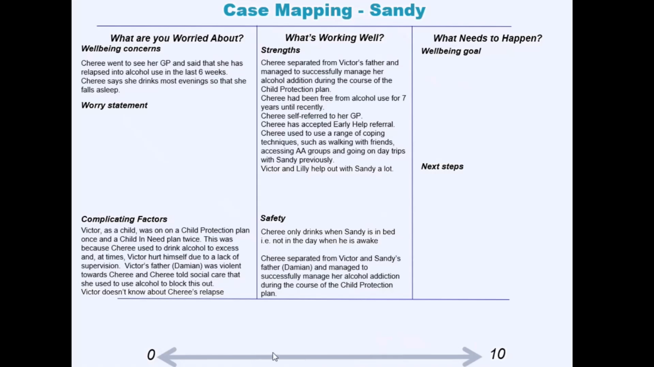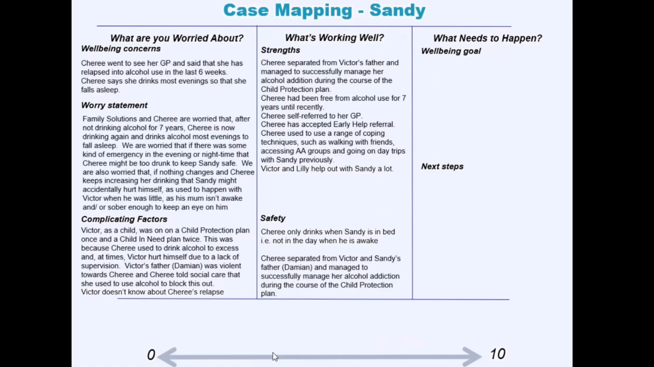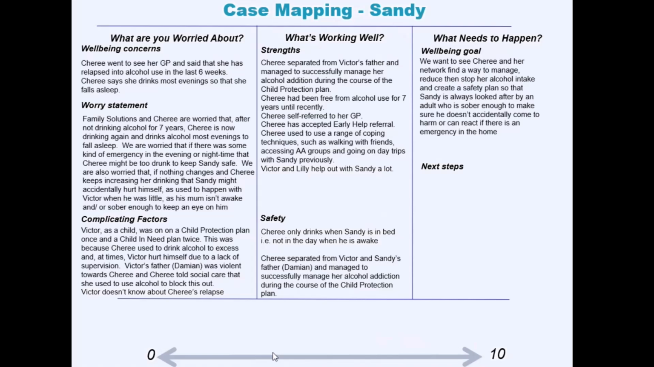This comes together, as I said, I'm not dwelling on this in this video, but you can make a worry statement about this and a well-being goal. So based on the worries that we have, we have a worry statement here that says family solutions and Cherie are worried that after not drinking for 7 years, she's drinking again, drinks alcohol most evenings to fall asleep. If there's some kind of emergency in the night time, she might be too drunk to keep Sandy safe. Worried if nothing changes and mum keeps increasing her drinking, Sandy might hurt himself. It used to happen when his brother was little, as mum isn't sober enough to keep an eye on him.